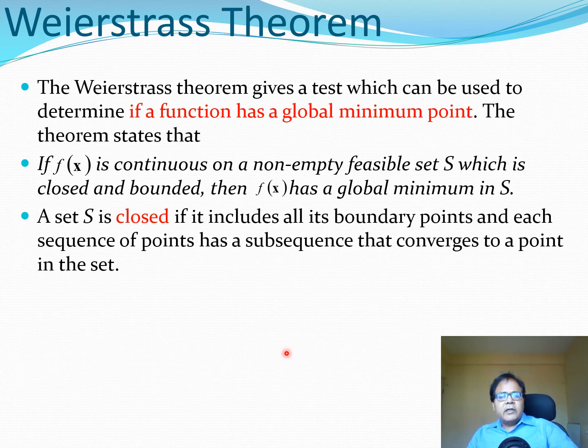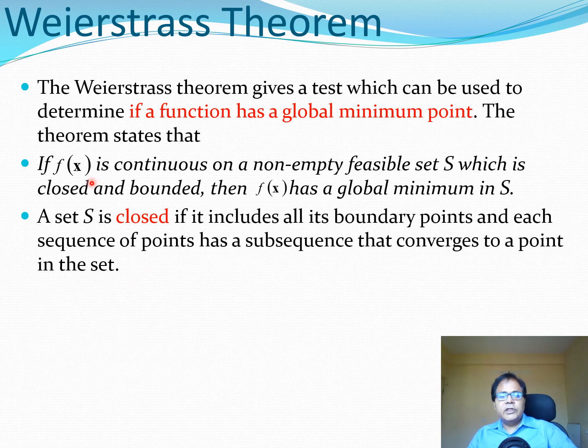Now there are some mathematical theorems which can help you. The Weierstrass theorem gives a test which can be used to determine if a function has a global minimum point. This test states that if the function f of x is continuous on a feasible set S which is closed and bounded, then f of x has a global minimum in S. And a set is closed if it includes all its boundary points, and each sequence of points has a subsequence that converges to a point on the set.